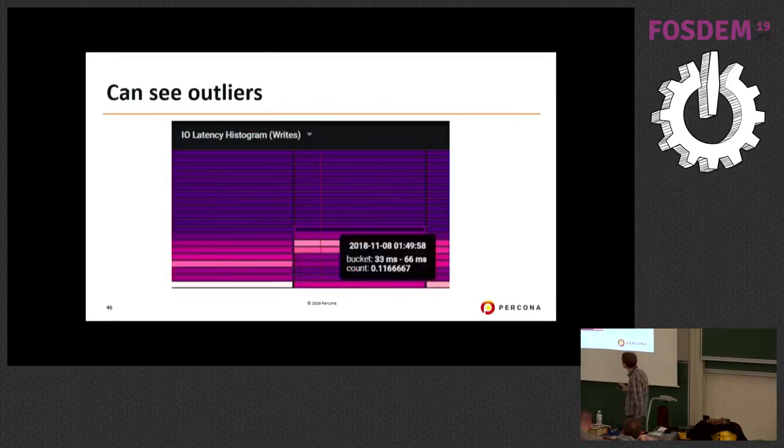And that can be used, for example, to help us understand the outliers. Like, well, you know what, in this case we had some requests which took more than 33 milliseconds, which is kind of slow for this SSD storage in this day and age.